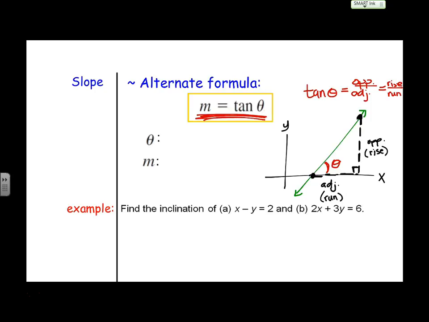Slope is tangent of an angle. Now, the angle is just going to be the angle of inclination. Let's go ahead and fill it in. Angle of inclination. And m is just going to be the slope, as we already know. Theta is going to be the angle of inclination, and m is going to be the slope.